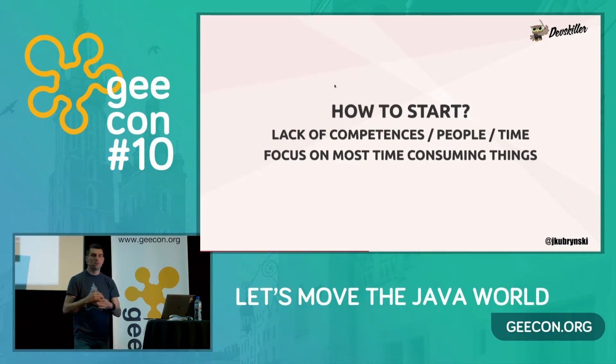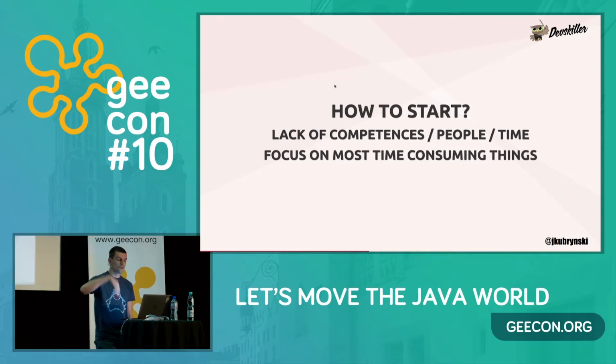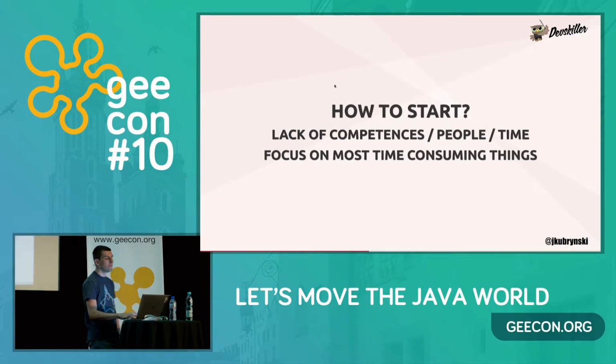So don't try to do everything at once. Focus on something that gives you the most value, the better value. Like this, for example, deployment. So automate things that you're doing continuously all the time, okay?